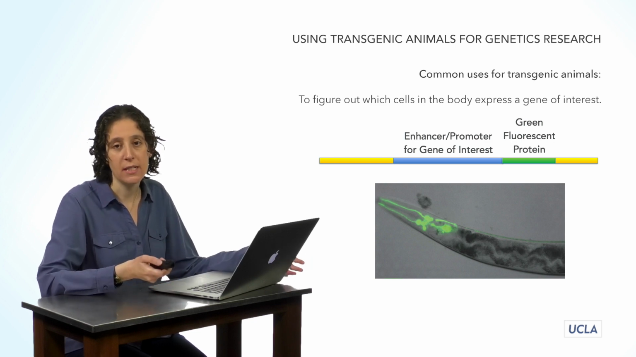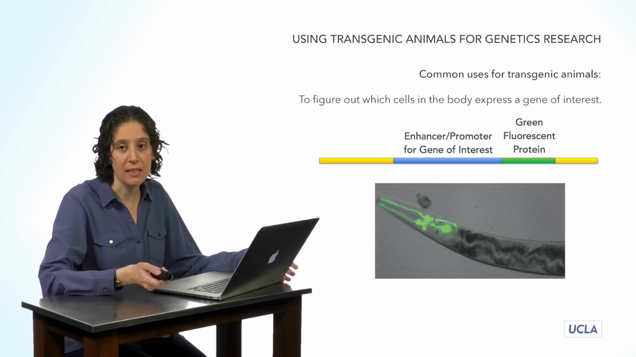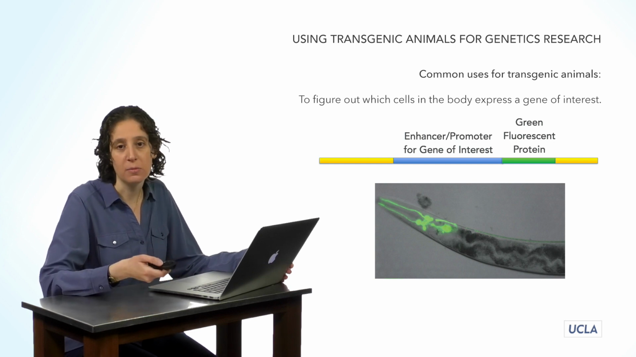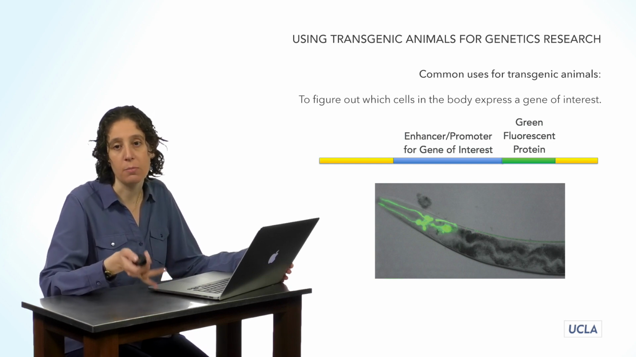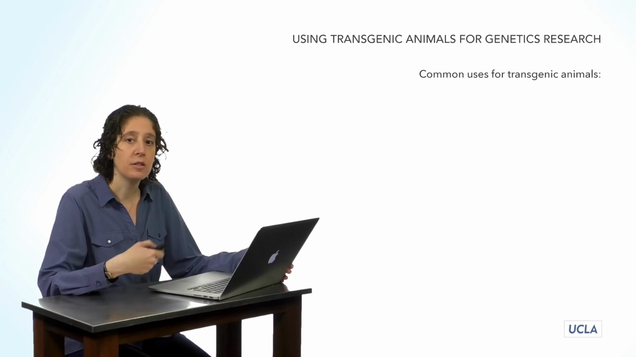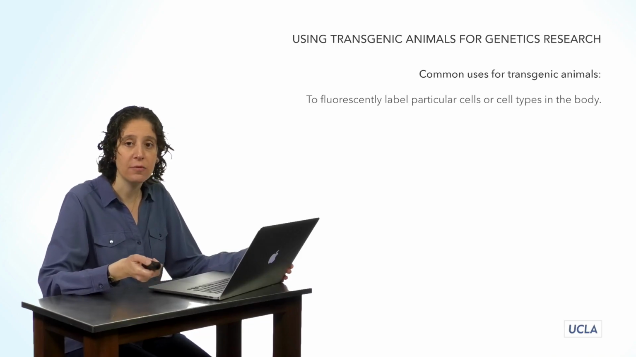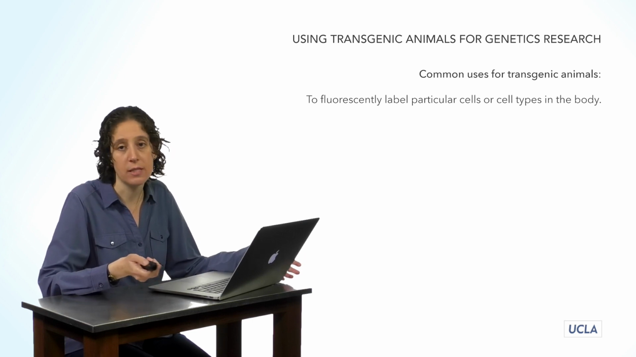Now, this approach works in simpler organisms like C. elegans, where the regulatory elements that control gene expression are less complex. And even in C. elegans, you do need to use other approaches to confirm gene expression patterns. But this approach of using transgenics can give you a general idea of where in the body your gene of interest is expressed. Another reason to make a transgenic is to fluorescently label particular cells or cell types in the body.